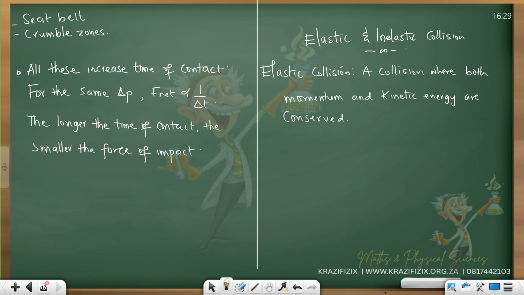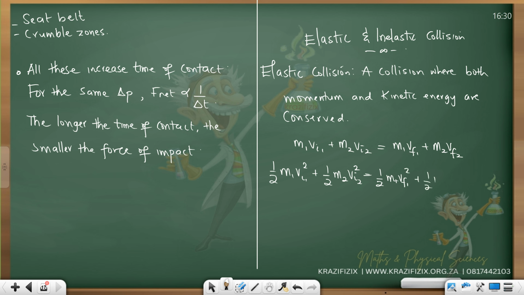So we're saying M1 Vi1 plus M2 Vi2 should be equal to M1 Vf1 plus M2 Vf2. Then half M1 Vi1 squared plus half M2 Vi2 squared should be equal to half M1 Vf1 squared plus half M2 Vf2 squared. So equation 1 and equation 2. Should we have something like that?